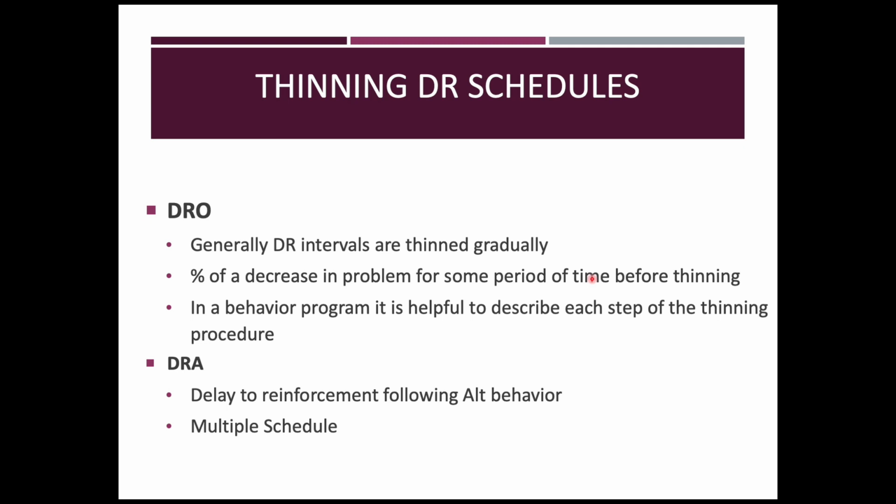DRA thinning could be thought of as a little easier, but there are a couple interesting options here. I think we described both of these when we discussed FCT, but the first one would be a delay to reinforcement following the alternative behavior. That is, the individual engages in the alternative behavior, and rather than delivering the reinforcer immediately, we say, hey, good job asking for a break. You need to complete one more math problem before you get the break.